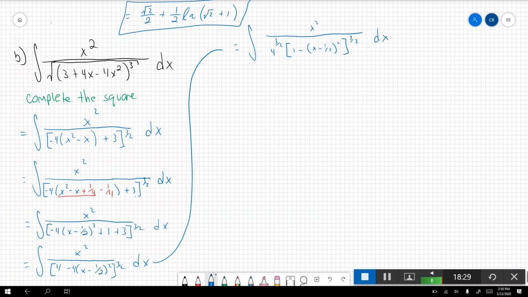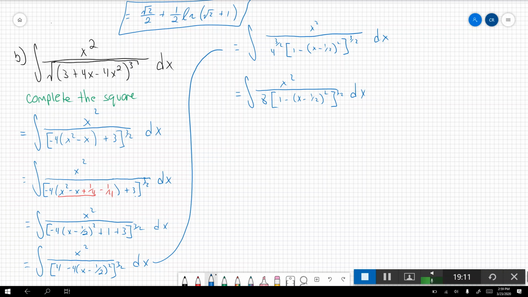So you can go through the whole process and say that 4 to the power of 3/2, that's really just the square root of 4 raised to the power of 3, but the square root of 4 is 2, so it's really just 2 to the power of 3, and 2 to the power of 3, what's 2 times 2 times 2? 8! Wow, look at that. So here, that's just 8 multiplied by 1 minus x minus 1/2 squared to the power of 3/2, and that's all dx. Look at that. That is looking promising.